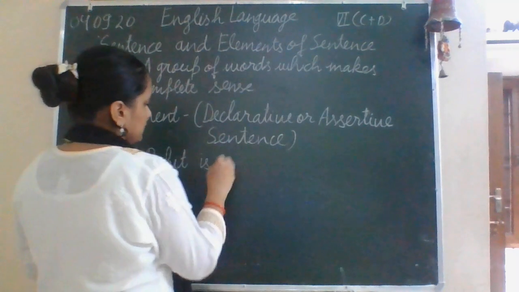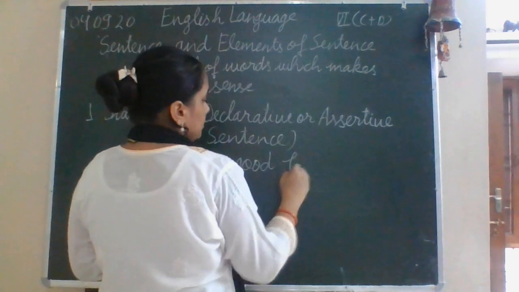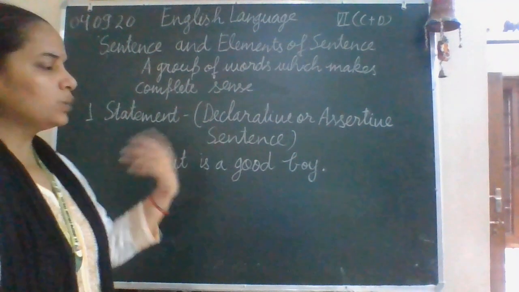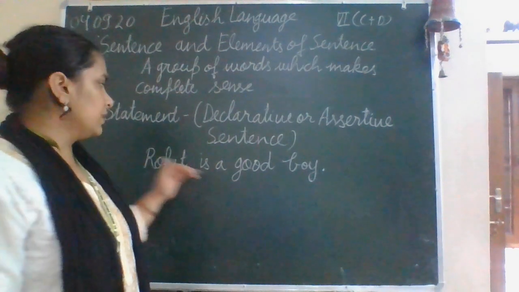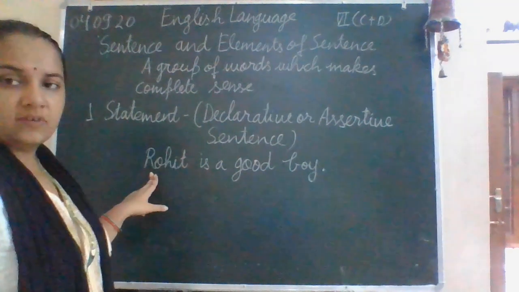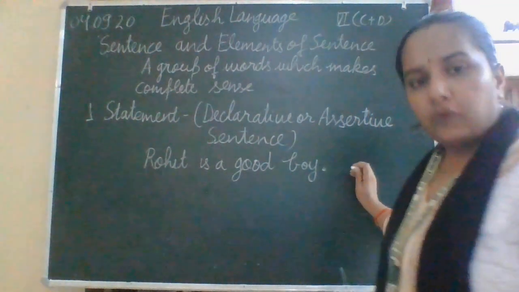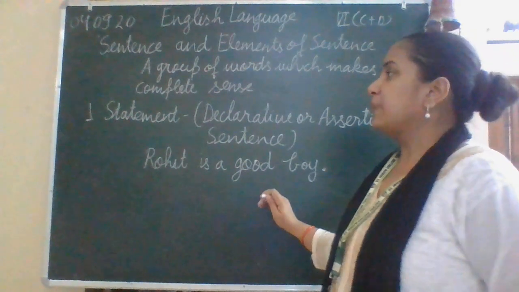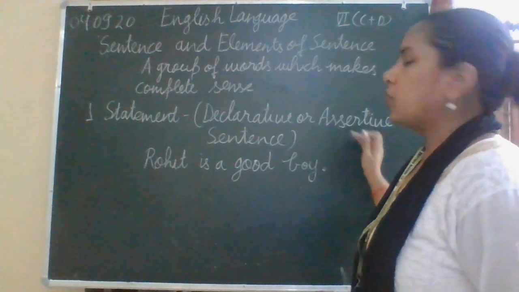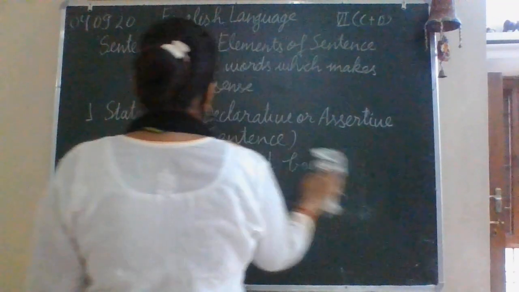Rohit is a good boy. It is simply a statement. We are telling about something, we are asserting something, we are telling about Rohit that he is a good boy. So the sentence is starting with Rohit, where R is capital, and at the end of the sentence I put a full stop. So this particular sentence is a statement, or we can also call it the declarative or the assertive sentence.